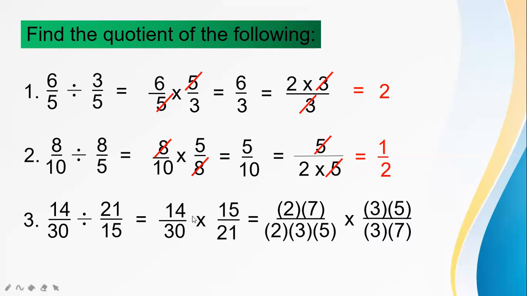the second term. So 14, 2 times 7 is 14. Then 30 is 2 times 3 times 5. And then 15 is 3 times 5. And 21 is 3 multiply 7. And then you cancel the common factor. So 2, 7, 3, then 5. And therefore, the answer is 1/3.